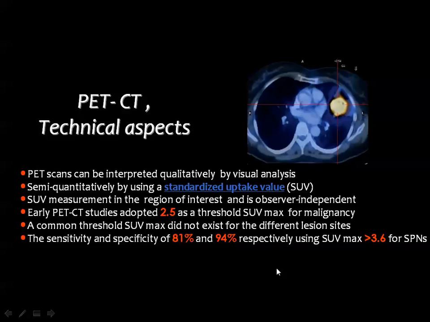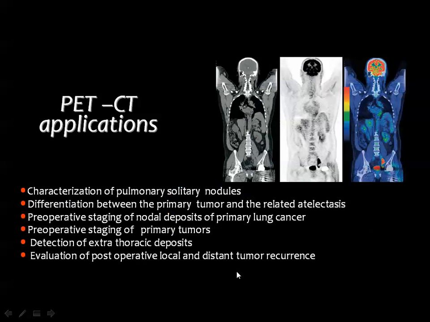And you know that the assessment of nodules or masses in the lung depend on what's known as the standard uptake value, or the SUV. And according to the literature, they consider the maximum SUV of 2.5 as the threshold for malignancy. However, some of the reports said that an SUV maximum more than 3.6 may have a sensitivity of 81% and the specificity of 94%.